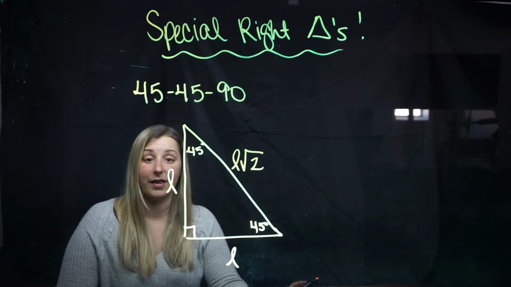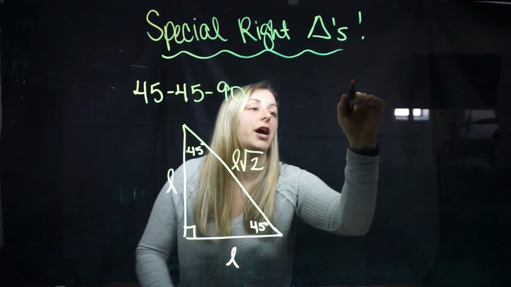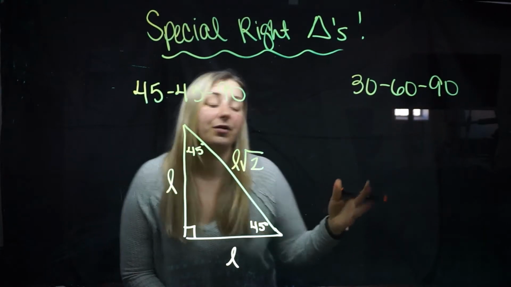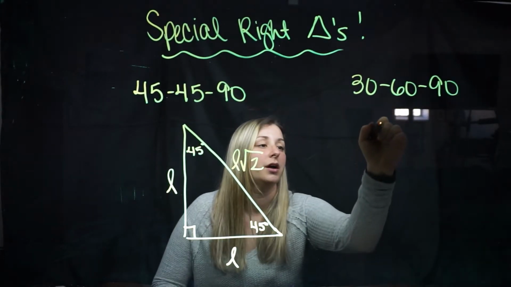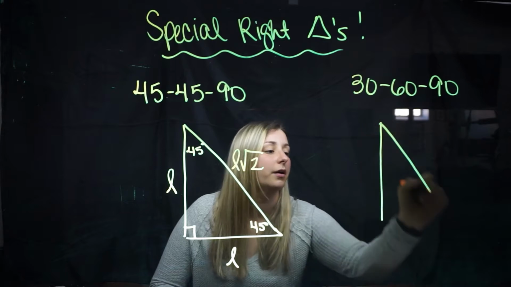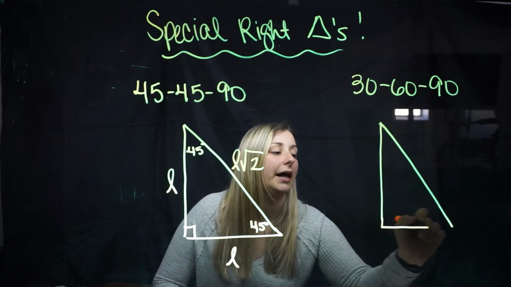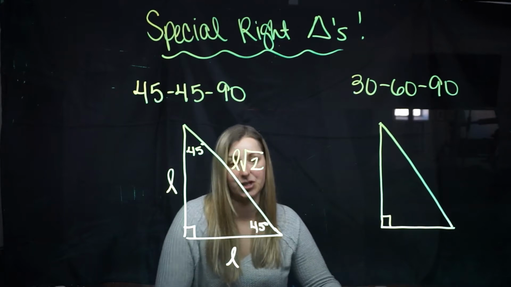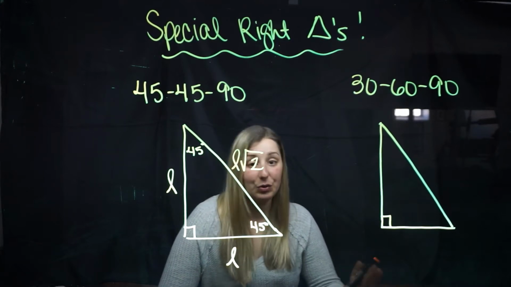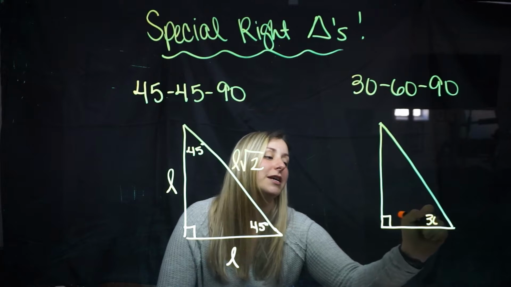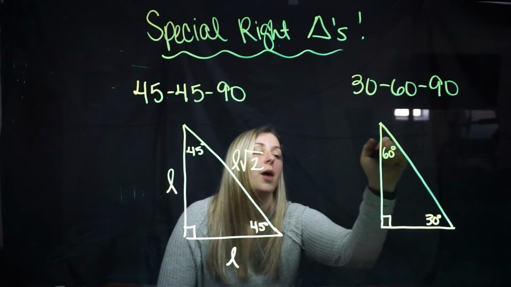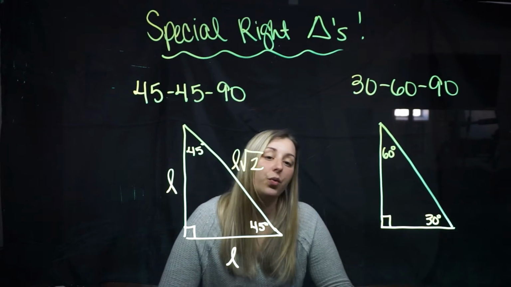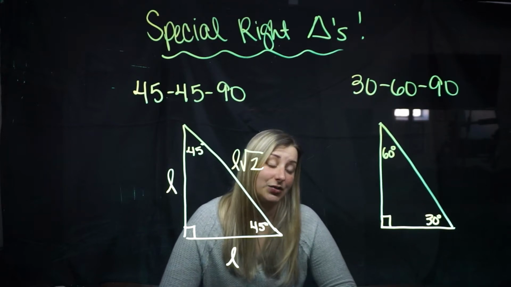The second one that we have is called a 30, 60, 90 triangle. I'm going to sketch that out over here. So here we go, triangle. And we have our 90-degree angle, and then we're going to have 30 degrees and 60 degrees. It doesn't actually matter where you place them. I'm going to put the 30 degrees here and the 60 degrees here, but they can be in any of the angle sections there.